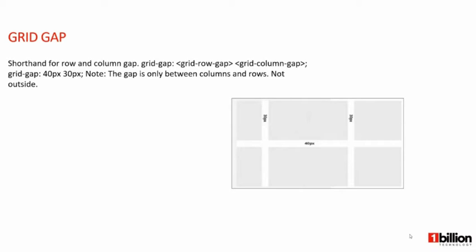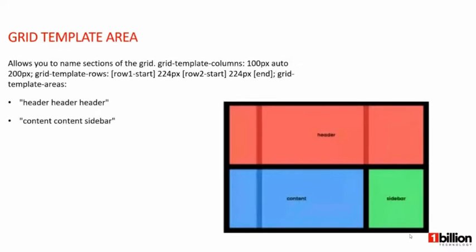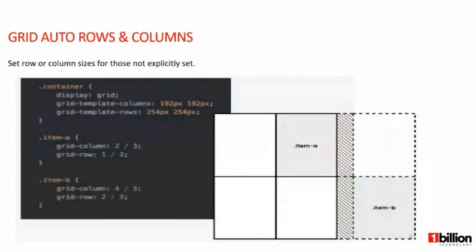We can use it to quickly add gaps between the grid tracks. And the grid-template-areas property specifies areas within the grid layout. You can name a grid item by using the grid-area property and then reference that name in the grid-template-areas property. And grid-auto-rows and columns.